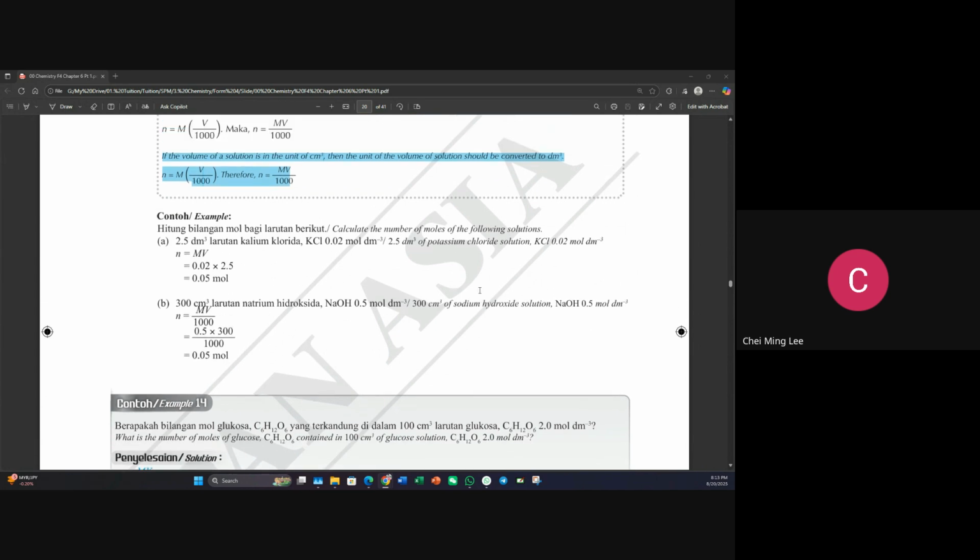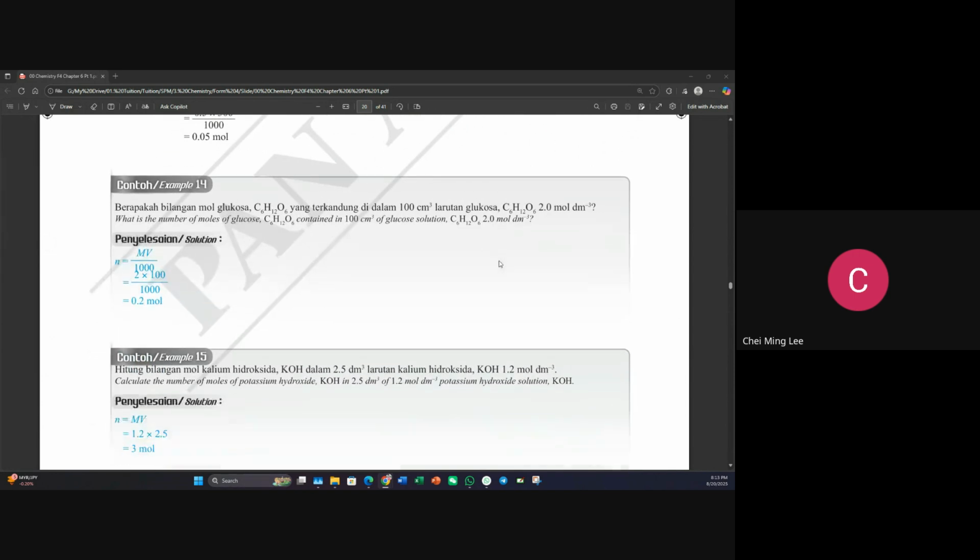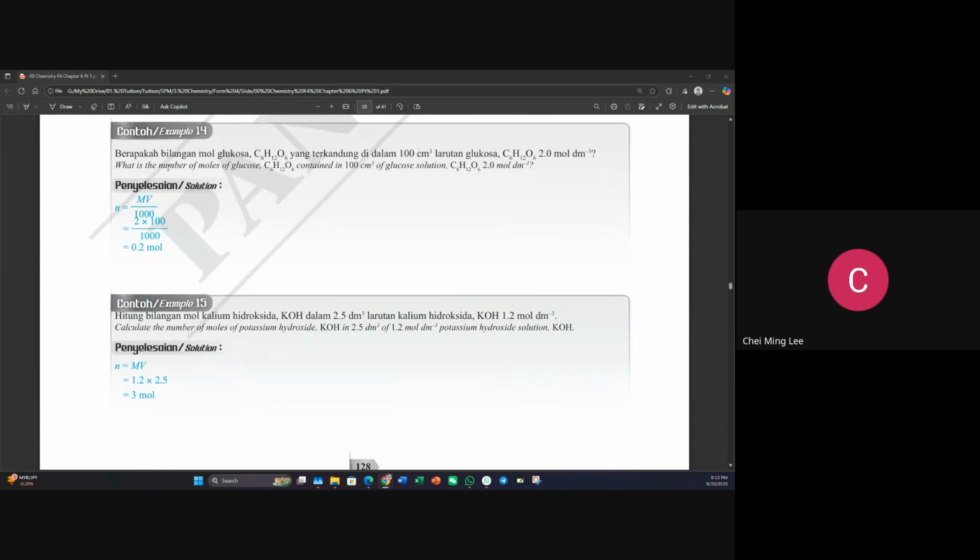All right, so let's see the example. Continue. What's the number of mole of glucose contained in 100 cm cube of glucose solution with 2.0 mole per dm cube? We just use MV over 1000 because it's cm cube, so you get 0.2 mole. Calculate the number of mole of potassium hydroxide in 2.5 dm cube with 1.2 mole per dm cube. So 1.2 times 2.5, you get 3 mole.